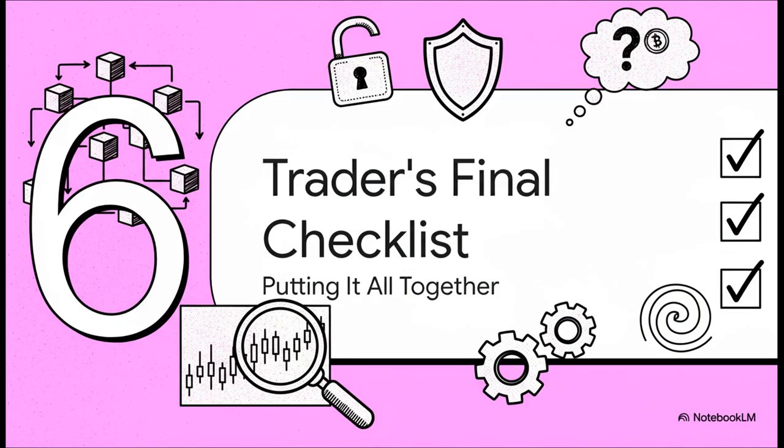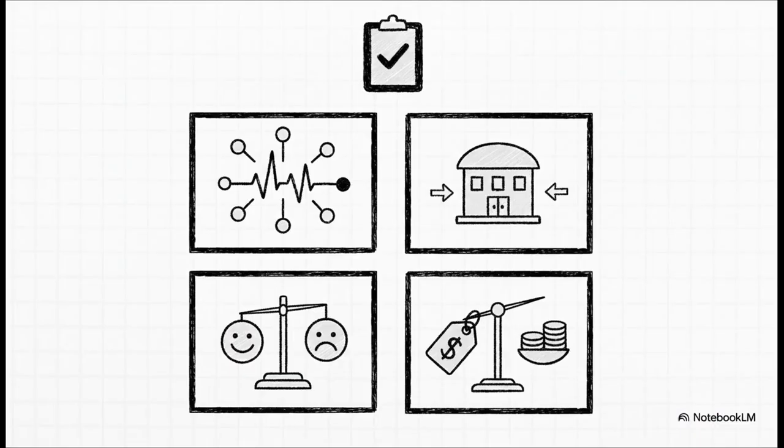Now, to pull this all together, let's create a final, simple checklist you can run through before every single trade. Think of it as a quick and easy way to make sure you're always looking at the big picture. So before you hit buy or sell, just run through these questions. Is network activity picking up or slowing down? Is money flowing into or out of exchanges? Are investors selling in profit, or are they selling out of fear? And finally, is the market price way above or way below its fair value according to the blockchain? Answer those and you'll be in a much better position.